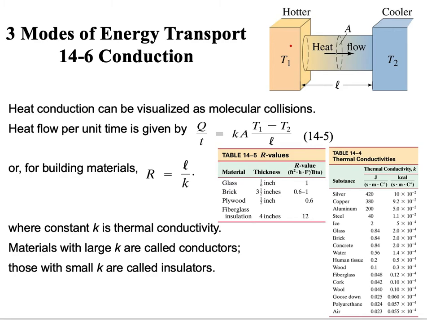Now the last part of this text in this chapter 14 is on 3 modes of energy transport. There are only 3 types of modes, and that is conduction, convection, and radiation. Let's look at conduction first. Conduction is when you have heat being transferred through a material. You can't see the heat being transferred, but you can feel the heat being transferred.